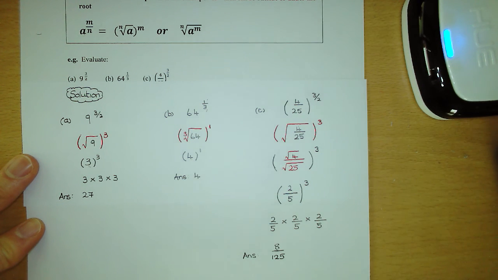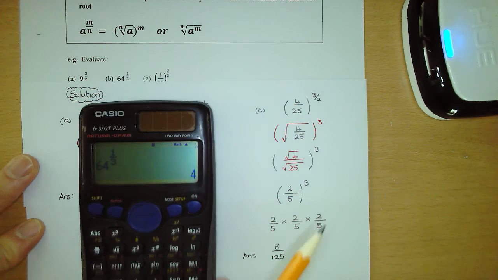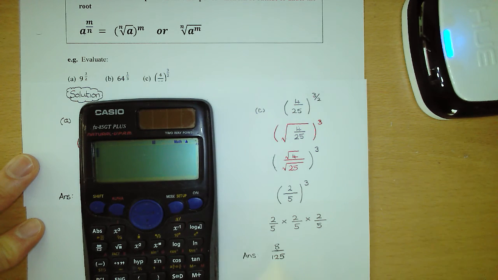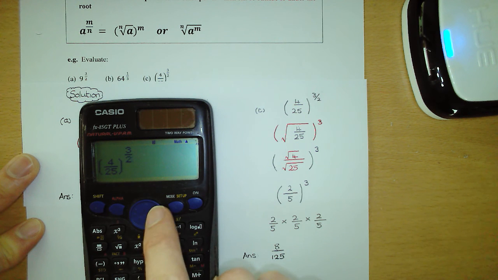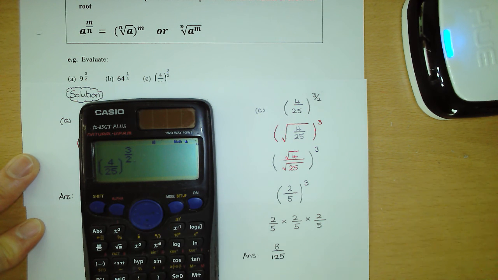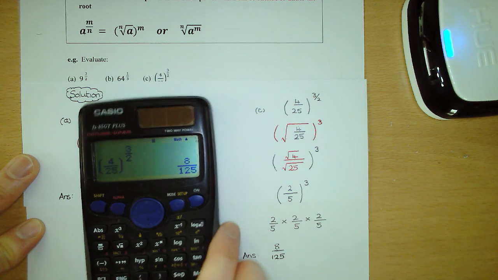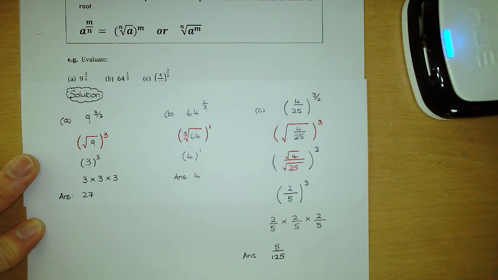And again, let's check it on the calculator. So again, I'm going to open brackets, hit fraction button, type in 4 over 25, close brackets, and then hit the Xbox button to get the power, and then make the power 3 over 2. And again, if we do this correctly, it should give us 8 over 125. And there you go.